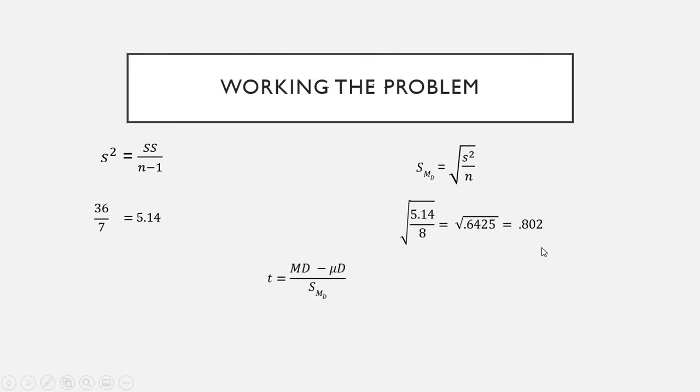So finally we do the related samples t-statistic test. So that's the difference in the two sample means minus the difference in the two population means over the estimated standard error. So if you recall, our mean was 3, and we have 0 for the difference in the two population means because we said in our null hypothesis that the difference in the two population means equals 0. So t equals 3 minus 0 over 0.802, which gives us 3.74.